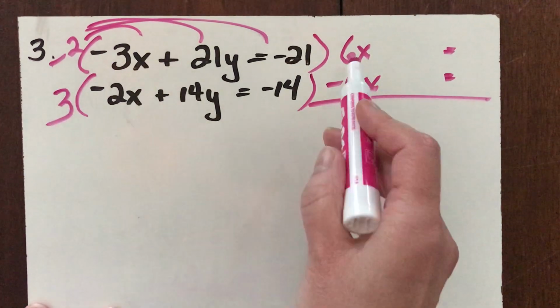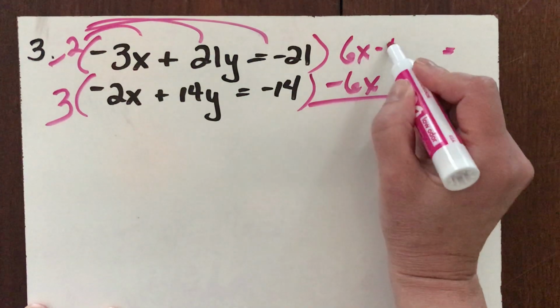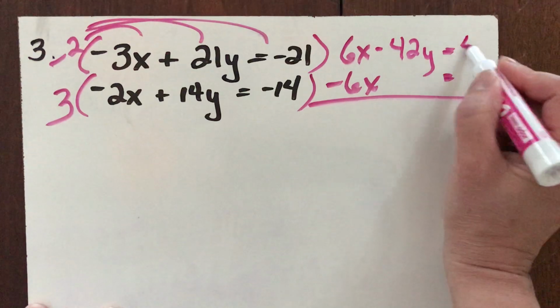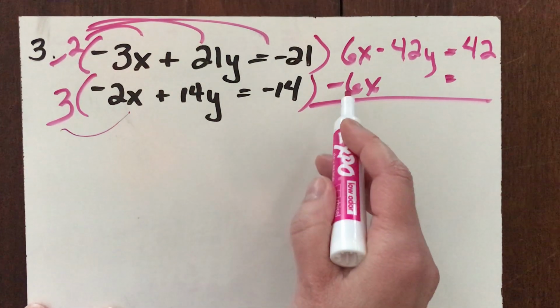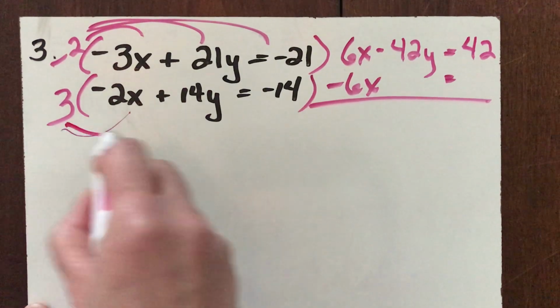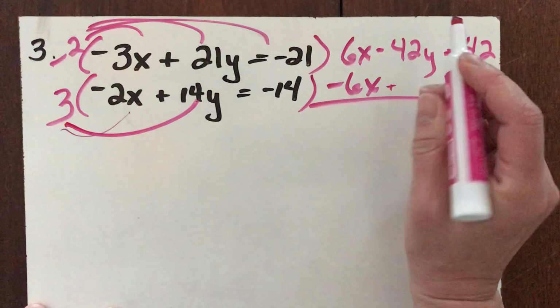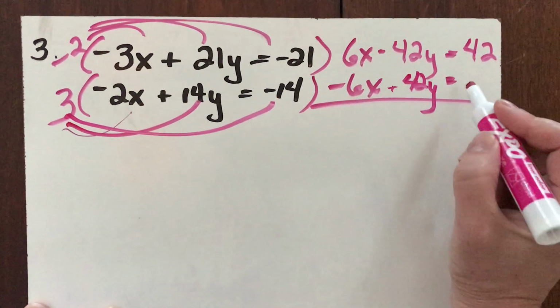And so then I'm going to multiply using the distributive property. Negative 2 times negative 3x gives me the 6x. Negative 2 times positive 21y is going to give me negative 42y. Negative 2 times negative 21 is going to give me positive 42. 3 times negative 2x is going to give me that negative 6x. 3 times 14y is going to be positive 42y. And 3 times negative 14 is going to be negative 42.